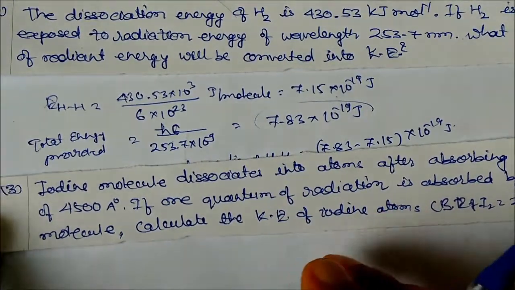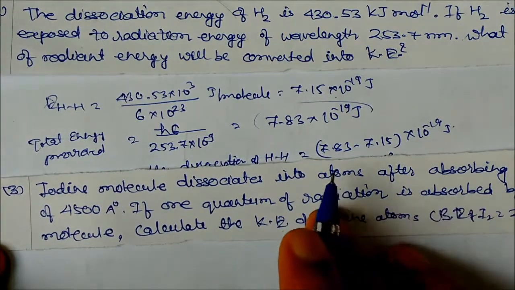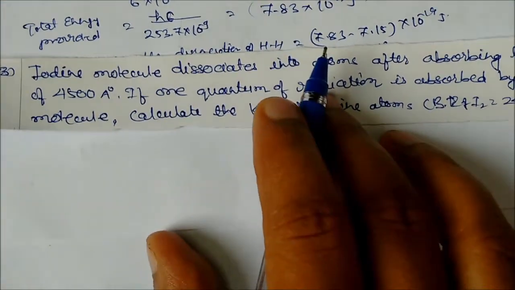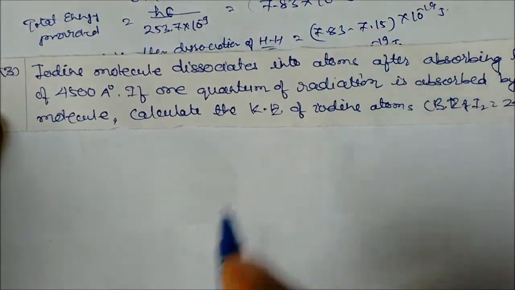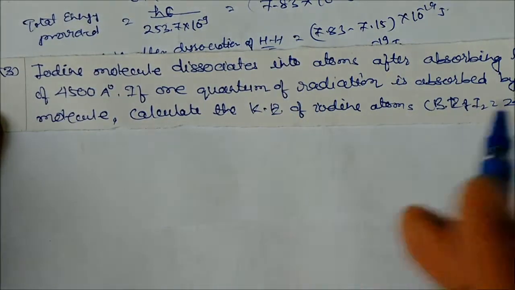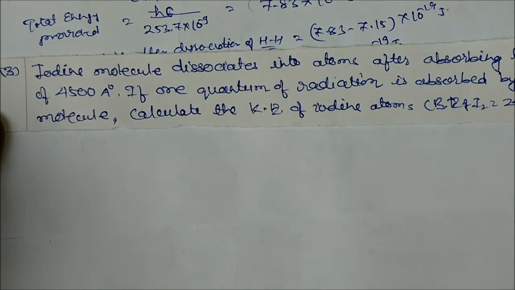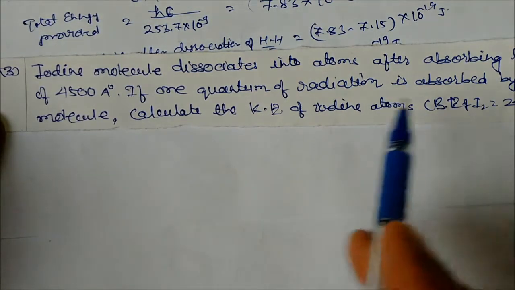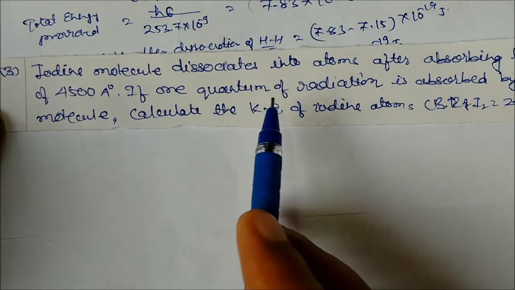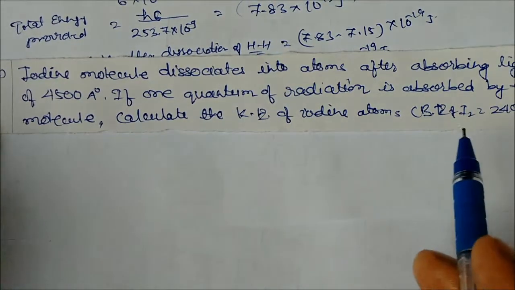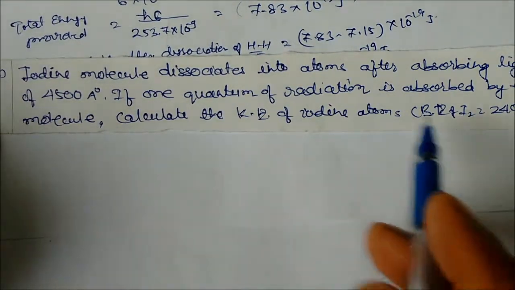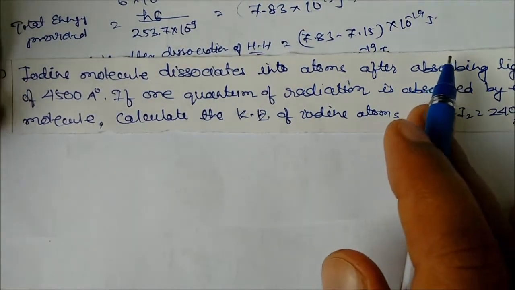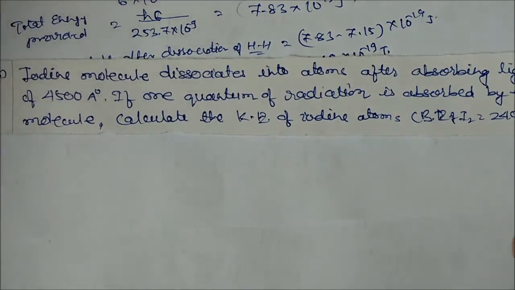So now, an iodine molecule dissociates into atoms after absorbing light of wavelength 4500 angstrom. If one quantum of radiation is absorbed by each molecule, calculate the kinetic energy of the iodine atoms. The bond energy of iodine is also given, 240 kilojoule per mole. Okay, so we can write here.